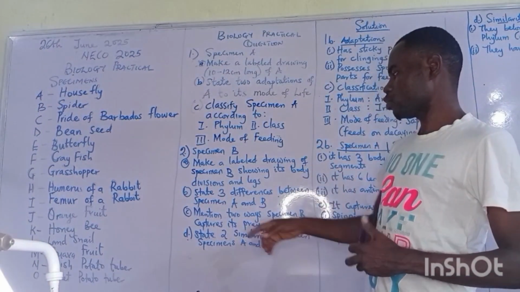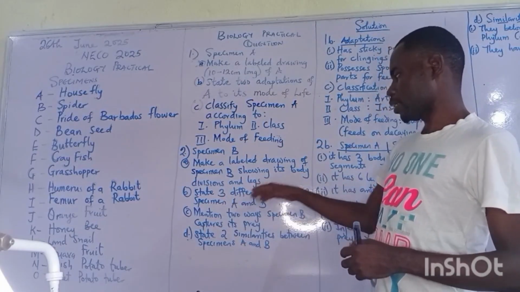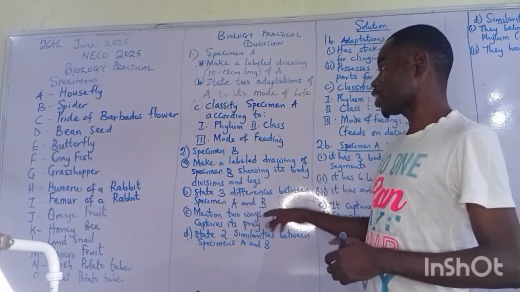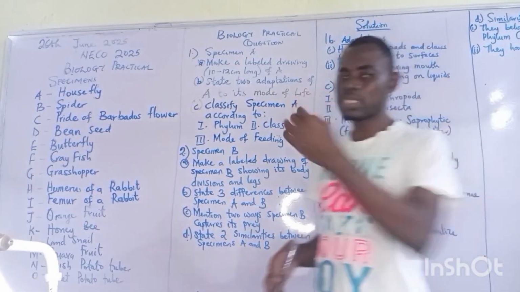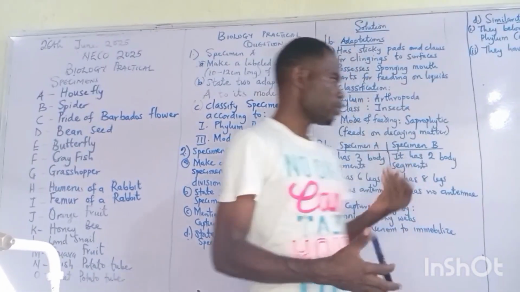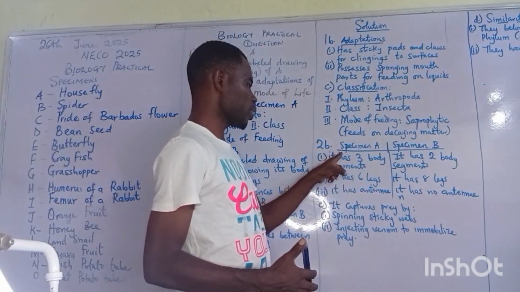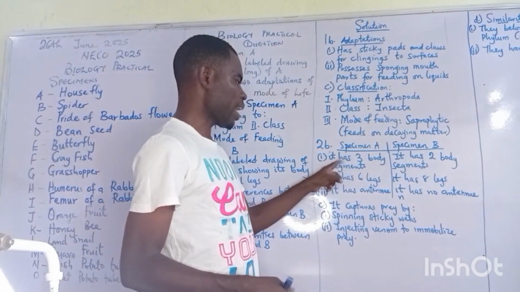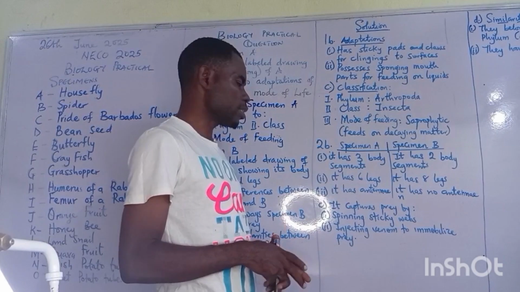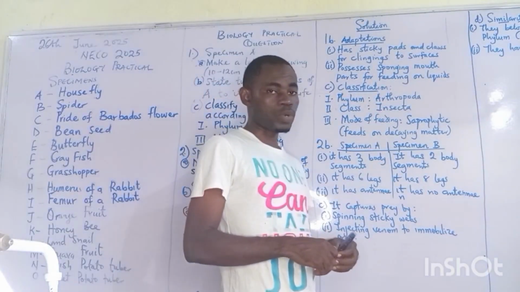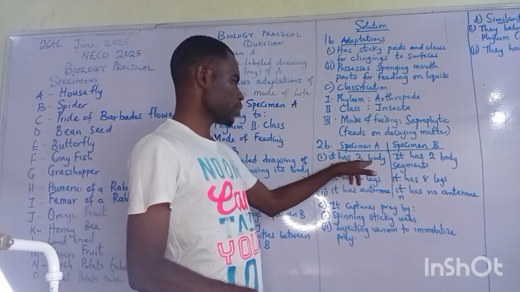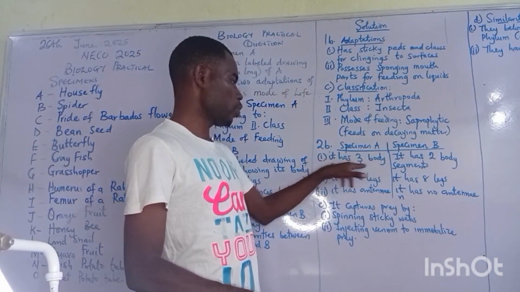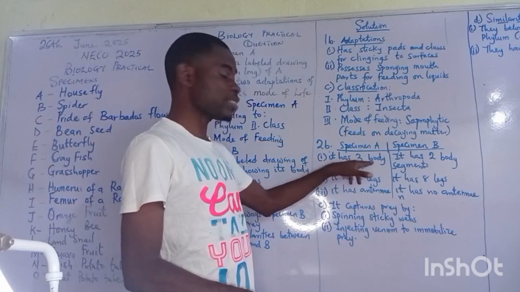And they say you should state three differences between specimen A and specimen B. Like I said, A and B have a relationship. And what are the differences between them, which I want to show you right now. When you talk about specimen A, which is housefly, housefly has three body segments: the head, the thorax, and the abdomen.